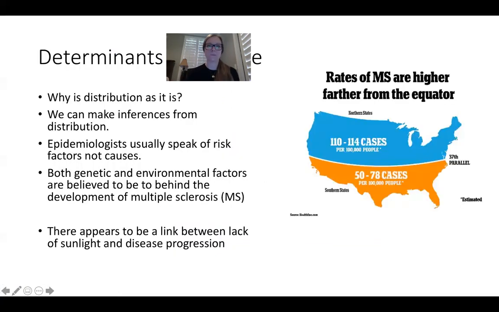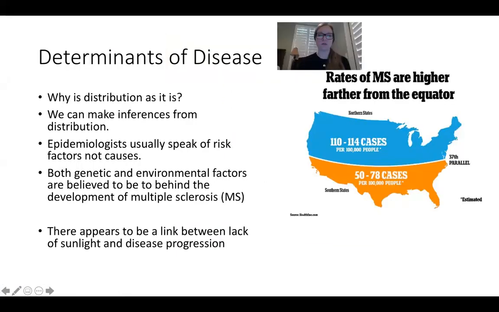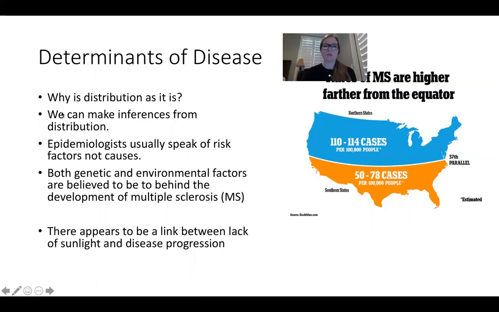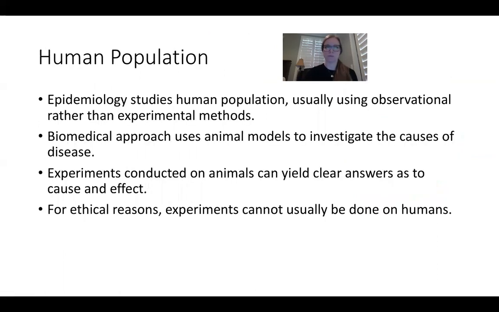Okay, determinants of a disease. Why is the distribution as it is? They figure out where it's coming from. One can make inferences from distribution. Epidemiologists usually speak of risk factors, not causes. So genetic and environmental factors, things like that. What brought on the disease, symptoms, assessments, things like that.